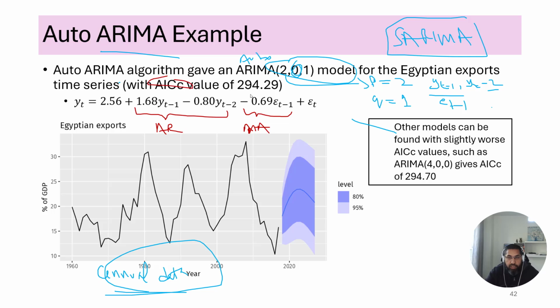The AICc value reported was 294.29, and ARIMA will give you a forecast. This blue line, these are your point forecasts, right? These are all your point forecasts for where you expect Egyptian exports to go in the next few years. And ARIMA very nicely gives us a prediction interval as well. And the prediction interval is very wide in this case.